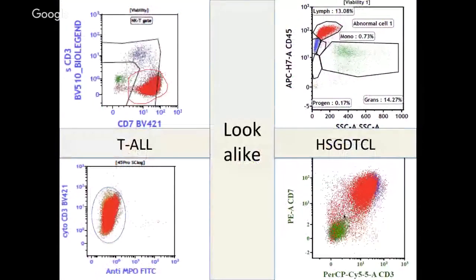Now there are two cases. On the left side is T cell ALL, where you see here 7 strong, surface 3 negative. This is a very classical picture of T cell ALL, which are surface CD3 negative. They're almost always surface CD3 weak or negative. However, this case is a lymphoma, T cell lymphoma. They are both 3 and 7 surface positive. So one has to be careful.